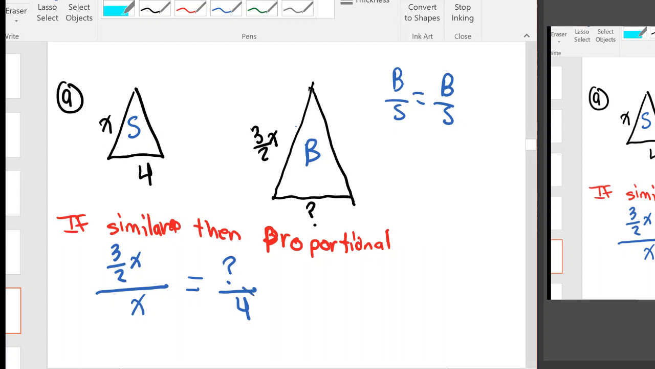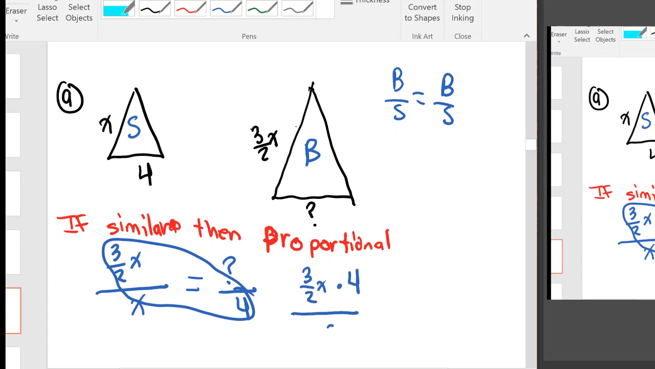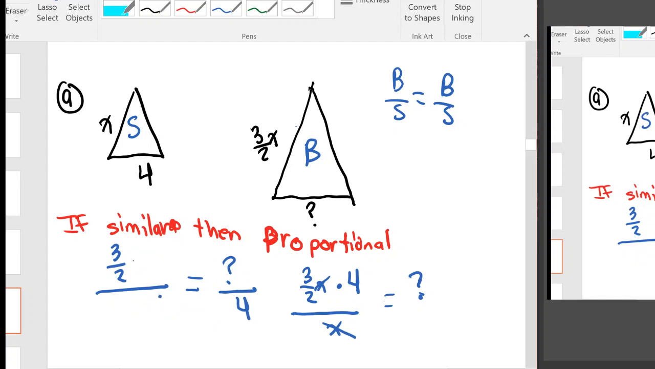Alright, so let's cross multiply and divide. So I have 3 over 2x times 4 over x, is equal to question mark. Well, these x's cancel out. And you could have seen that earlier, right here. You could have crossed them out earlier if you would have liked, or you could cross them out later. But eventually you're going to have to simplify to help yourself. So now these x's are gone.